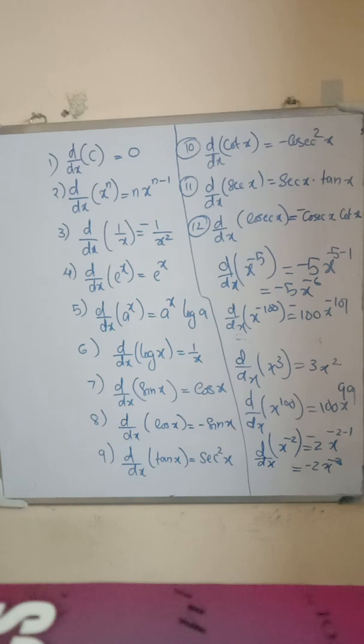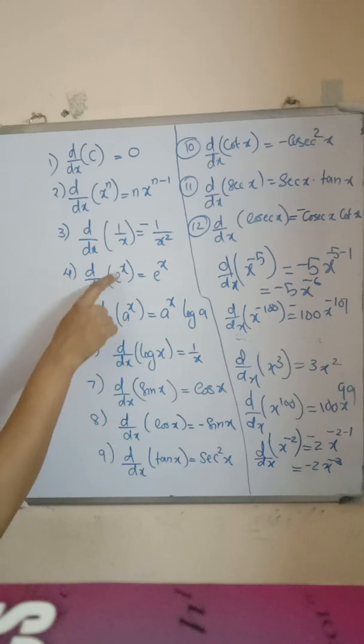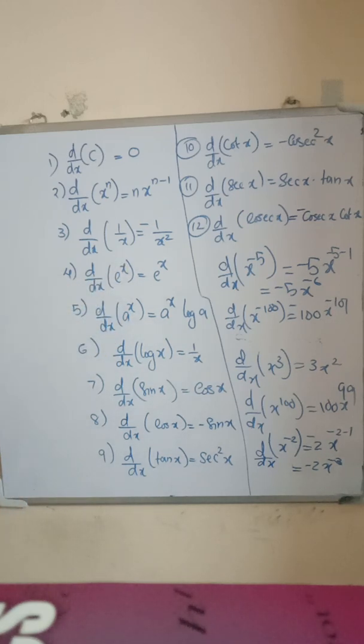Next, derivative of 1 by x is equal to minus 1 by x square. Derivative of 1 by x is minus 1 by x square. Derivative of the exponential function e raised to x: d by dx of e raised to x is e raised to x itself.